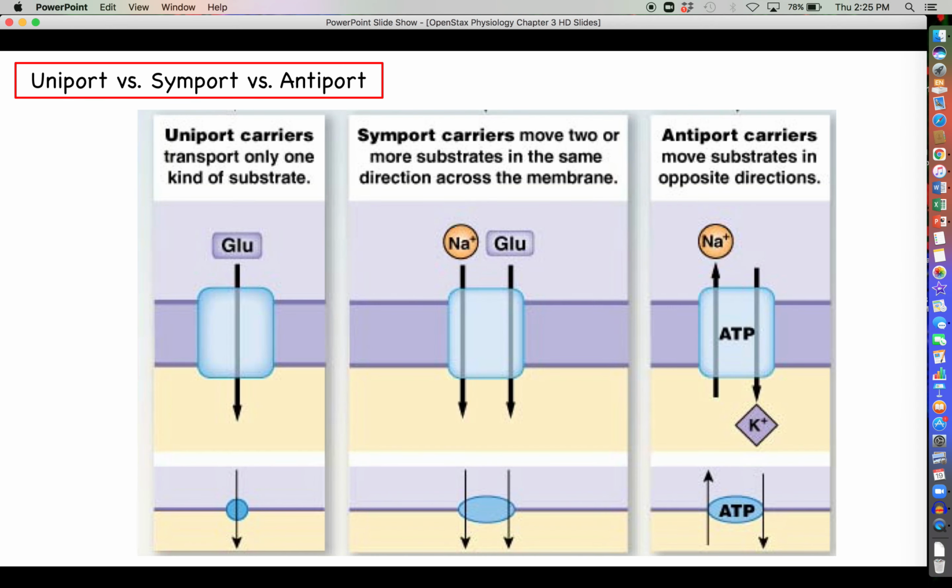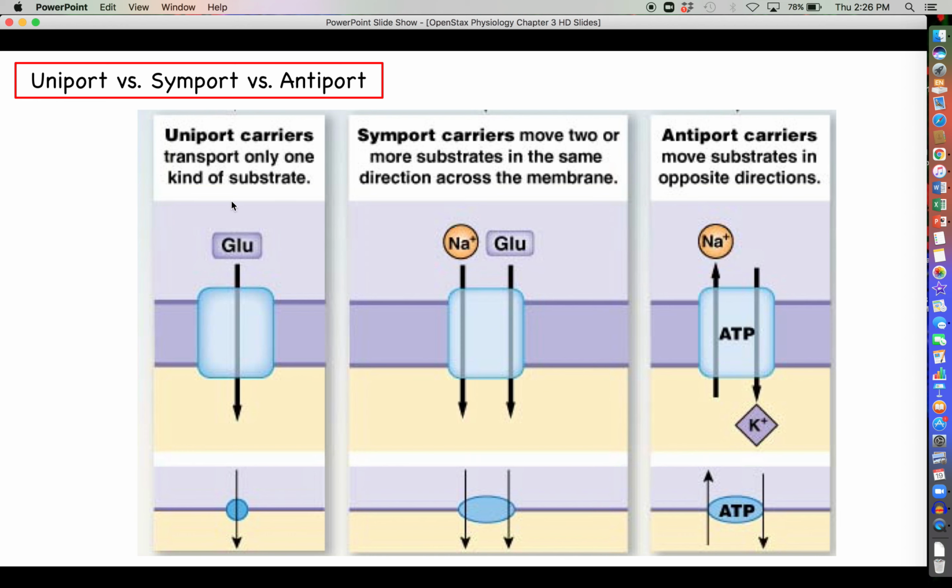Okay, so one last thing that we can do here is look at some of those transporters that we were talking about and introduce a little bit of extra terminology. We can call transporters and carriers different things depending on how many solutes they're letting through and in which direction. So the first type of carrier is called a uniport carrier. Uni, of course, is a prefix meaning one, so a uniporter is a carrier that only lets through one solute at a time.